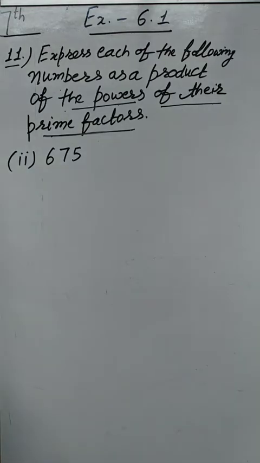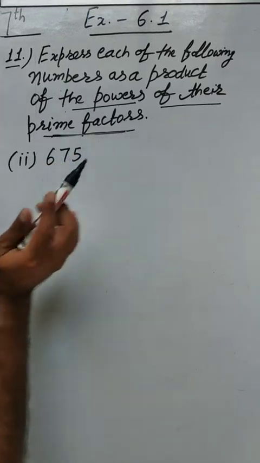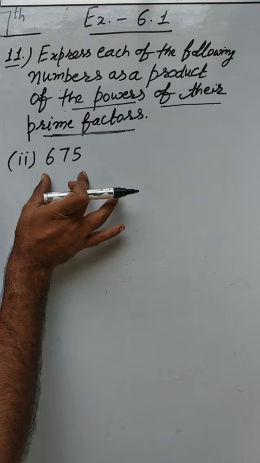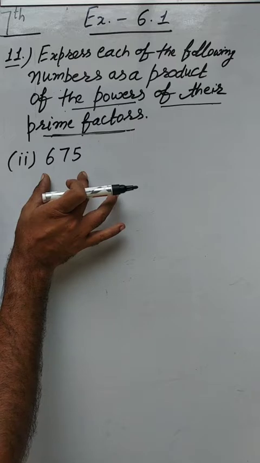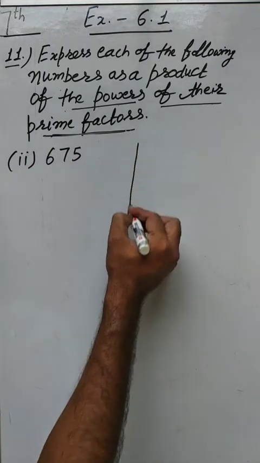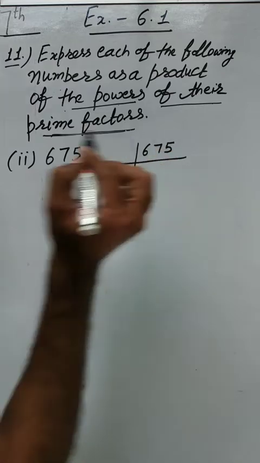This is your question. He is saying express in the power of prime factors, which means first of all you have to find their prime factors. You know very well, you have studied in the lower classes, in 6th class, how to find the prime factors. Or we have done it in question 10 of 6.1. As in question 10, beta, first of all find the prime factors of 675.